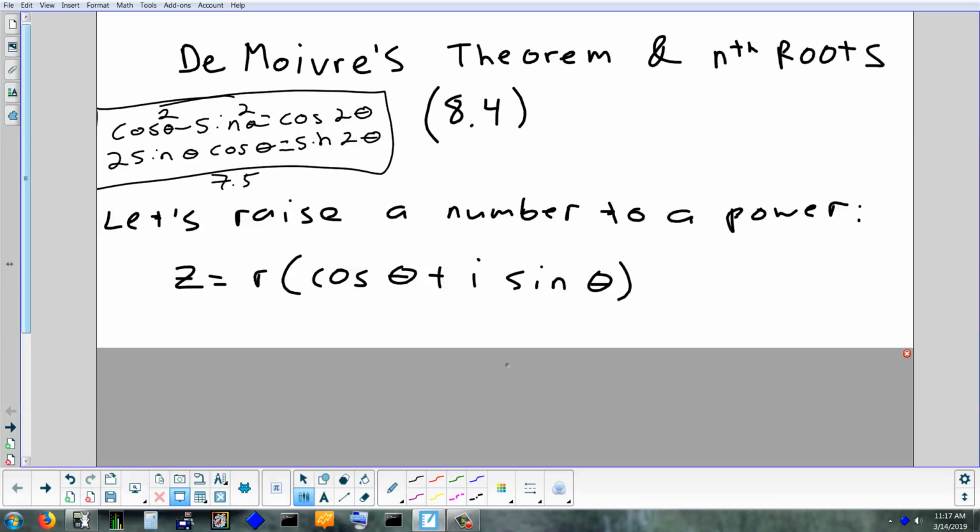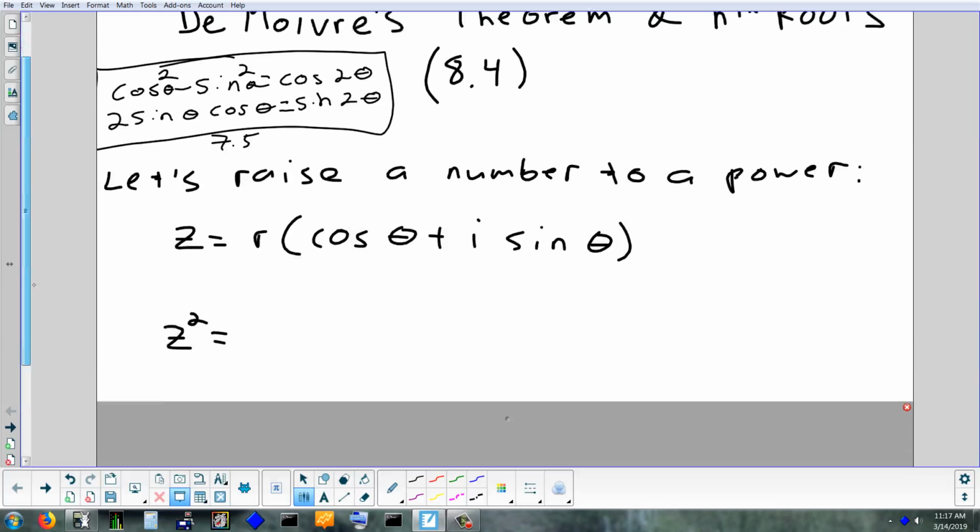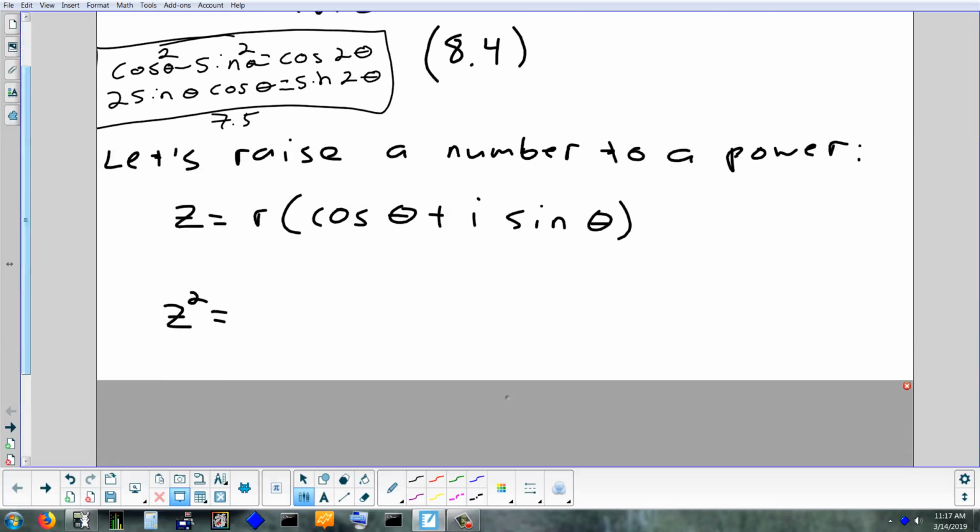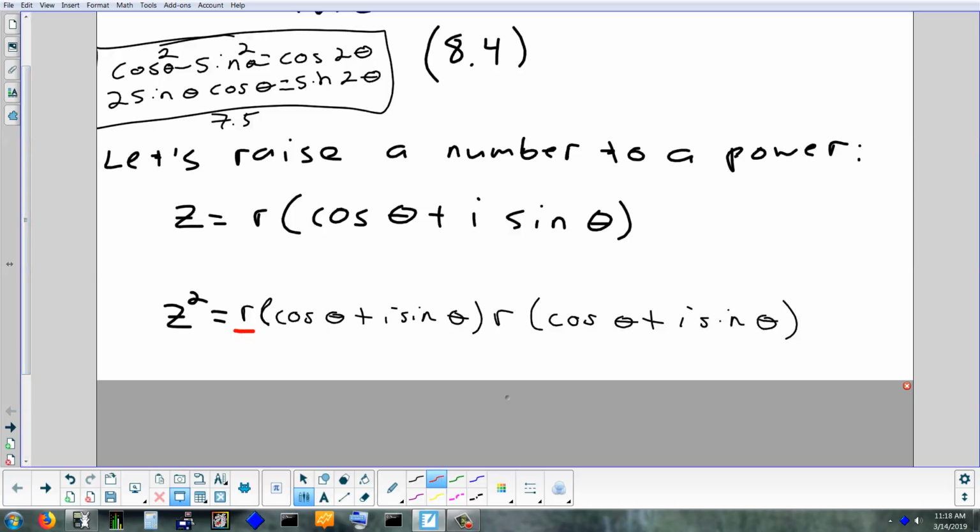So let's take this number and let's raise it to the second power. So what that means is I'm going to write it out twice. r cosine theta plus i sine theta, r cosine theta plus i sine theta. Now, what you have there are 4 different factors. I'll underline the factors: 1, 2, 3, 4. Those are the 4 big things you're multiplying together.